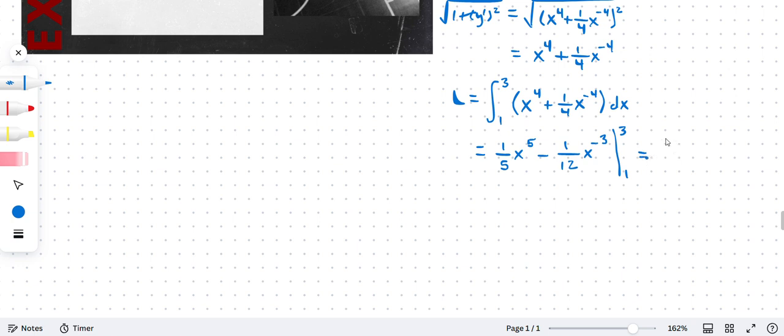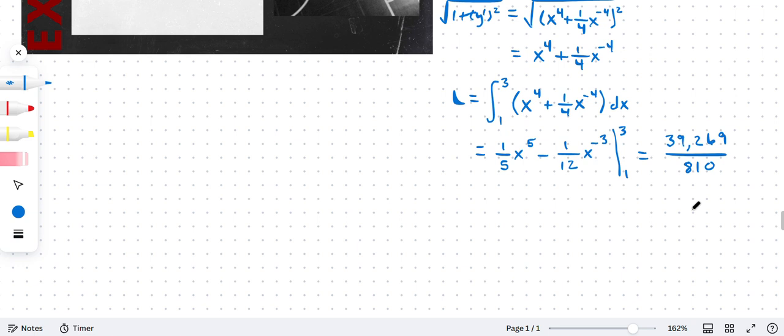And that's going to give us a totally not ugly fraction at all. I don't know what's going on with the marker here. 39,269 over 810. So, not an ugly answer at all.